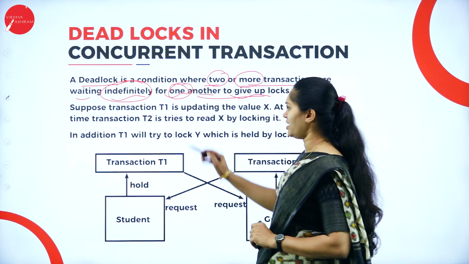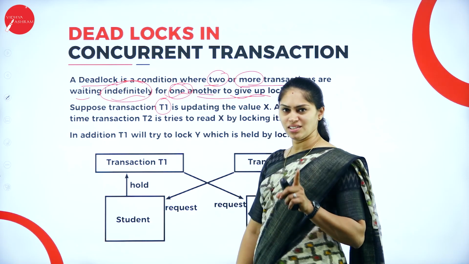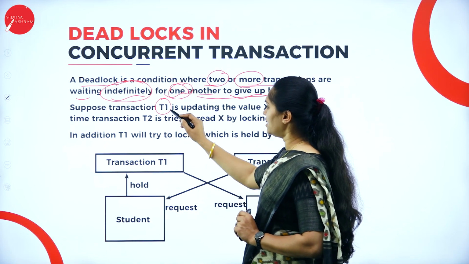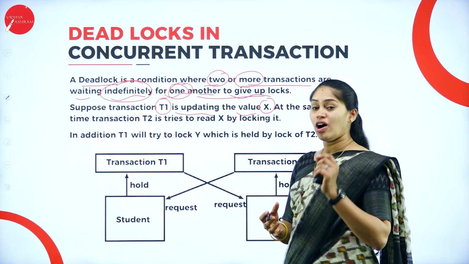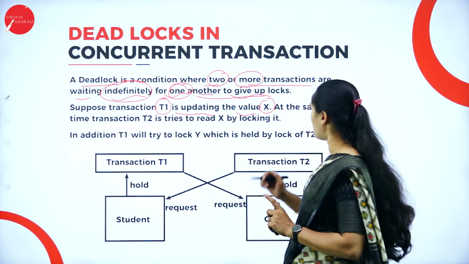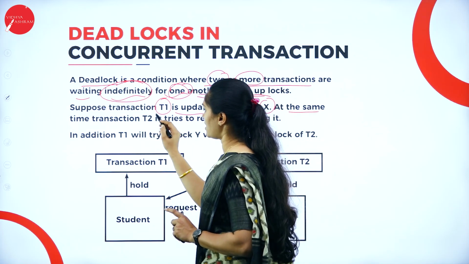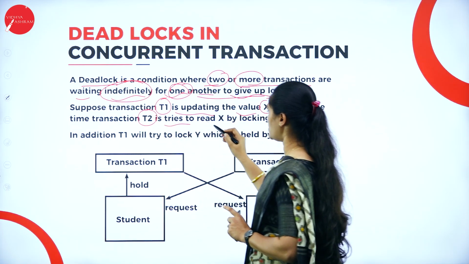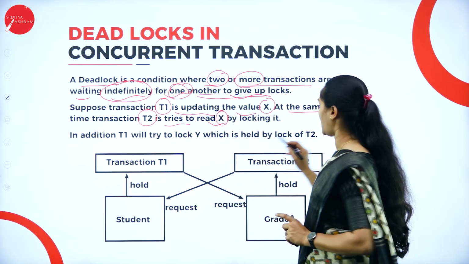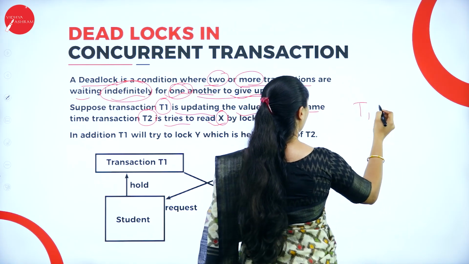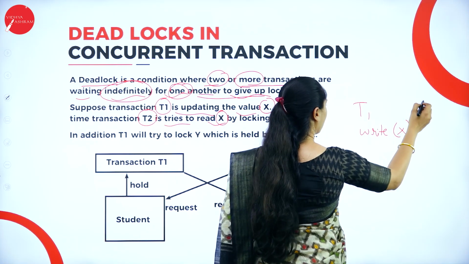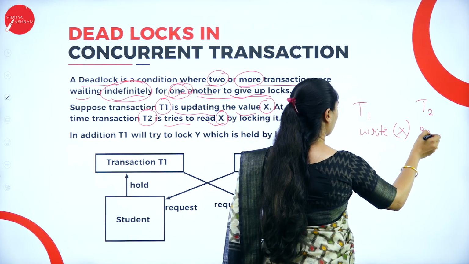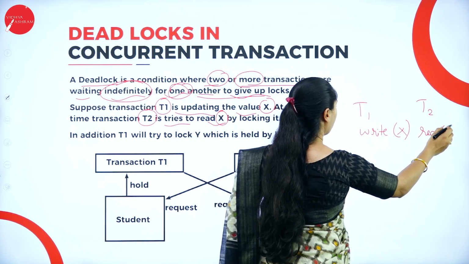So here just imagine we have two transactions, T1 and T2. T1 is updating the value X. T1 is writing a value of X, but at the same time the transaction T2 tries to read X. T1 is updating, or writing, a value for X. At the same time, T2 is also trying to read that data item X.